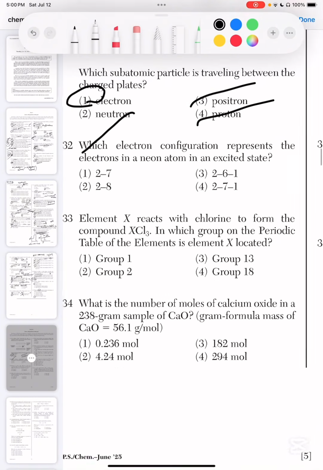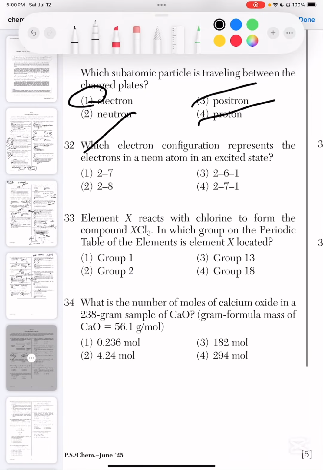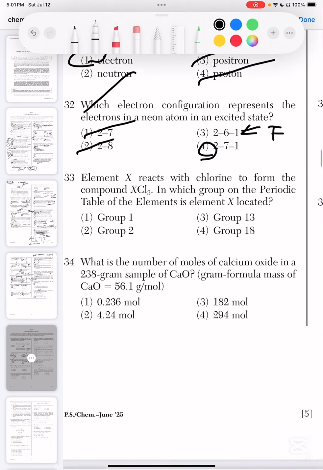Which electron configuration represents the electrons in the neon atom in an excited state? So neon would have 3 shells now. This one would be for fluorine. This is the ground state. This is the ground state of fluorine. So there's that.